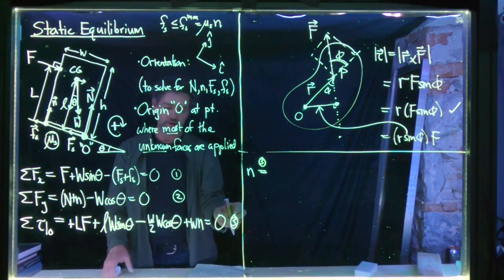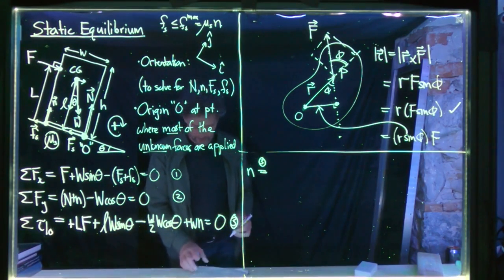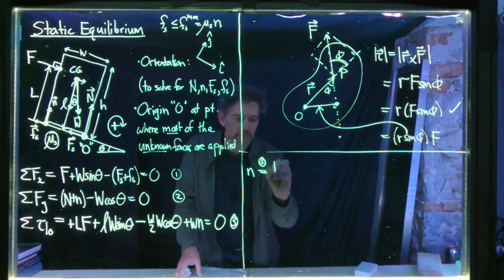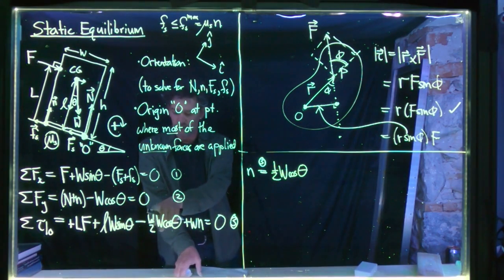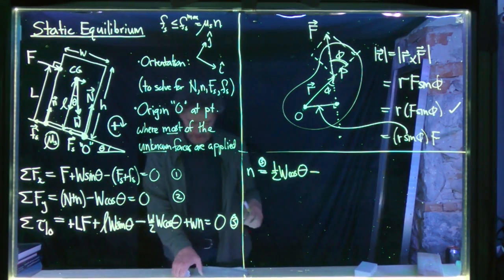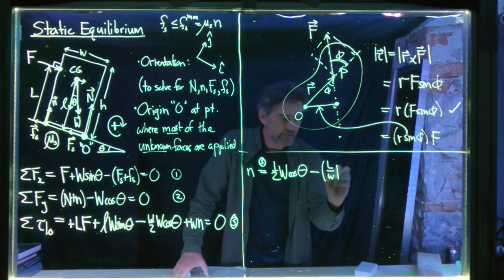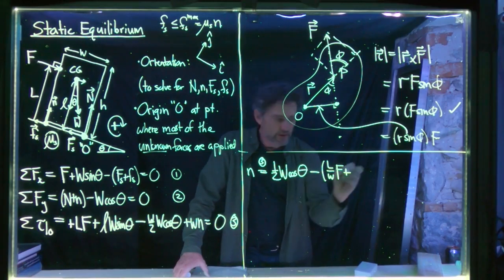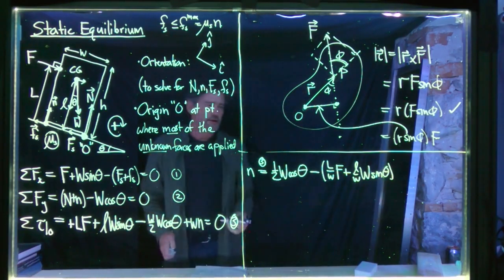Take this to the other side and make all these terms negative. And then just divide by W. And so you get a 1/2 W cos theta. That's this one. Divide by W and make it negative. That's 1/2 W cos theta. And then minus these two terms divided by W. So there's a minus L over W times F, and then a minus L over W times W sine theta. Okay, so that's what little n is.